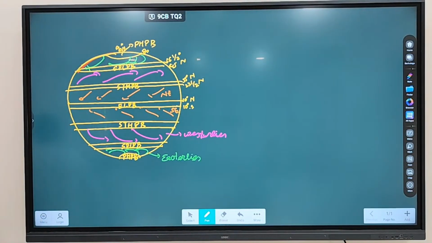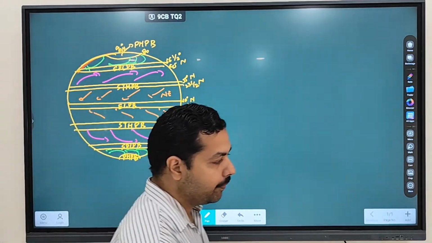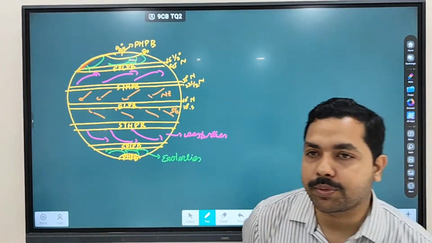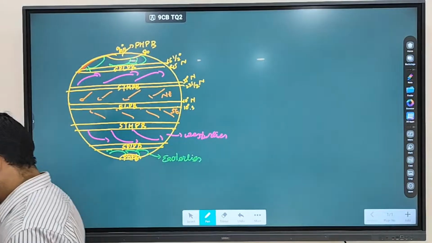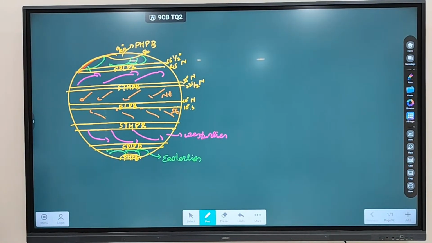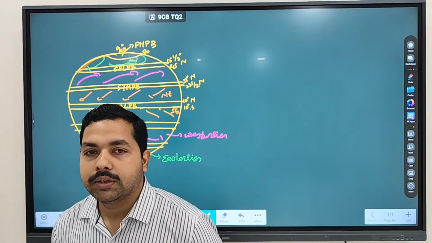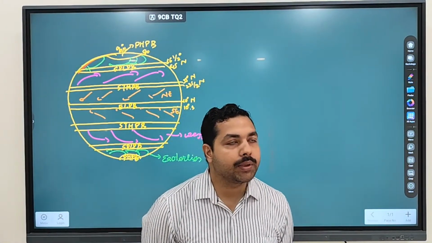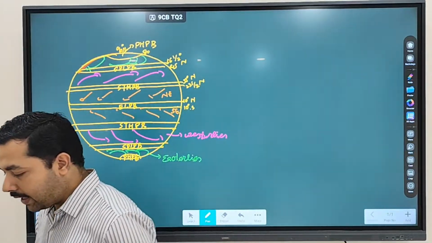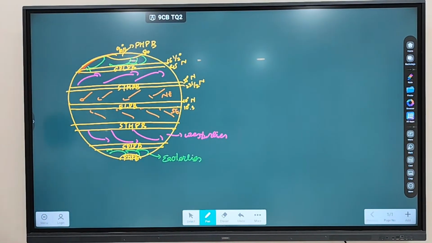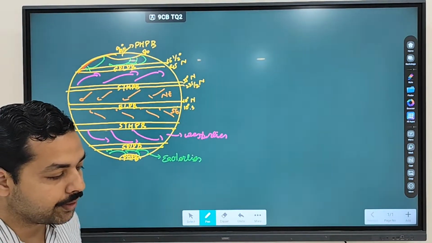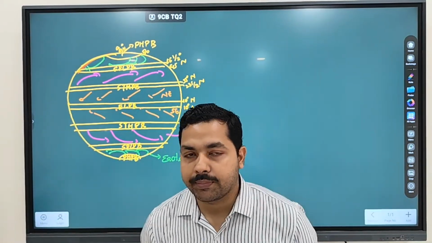So in the last class we were discussing the concept of the pressure belt. Along with that, we also covered the concept of lapse rate. What is environmental lapse rate? What is the other kind of lapse rate, like adiabatic lapse rate? Those we covered in the last class. Also, what are the factors affecting the temperature distribution on Earth's surface? Those concepts we took up in the last class.